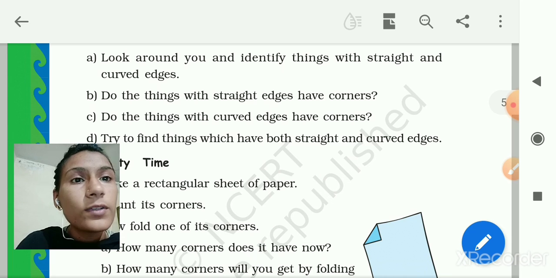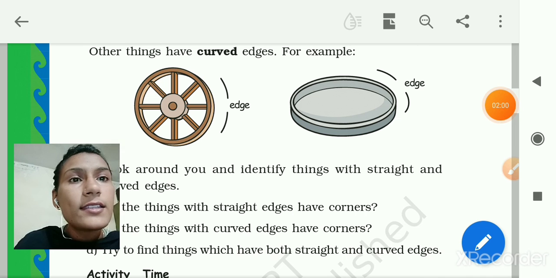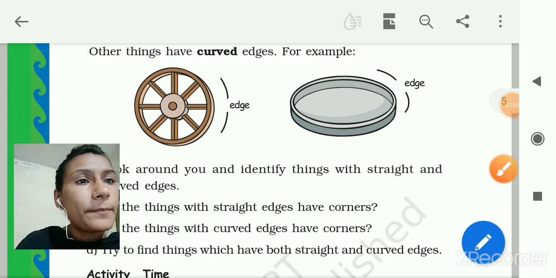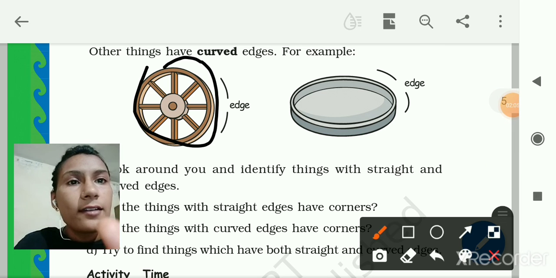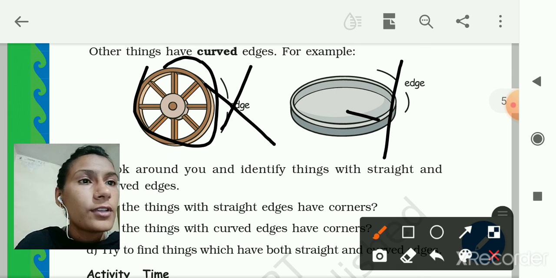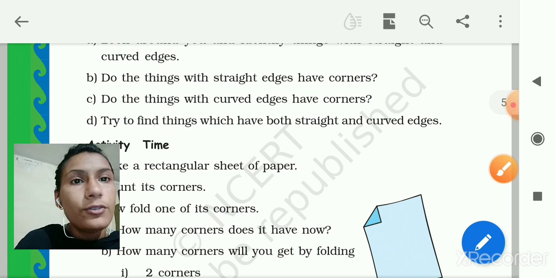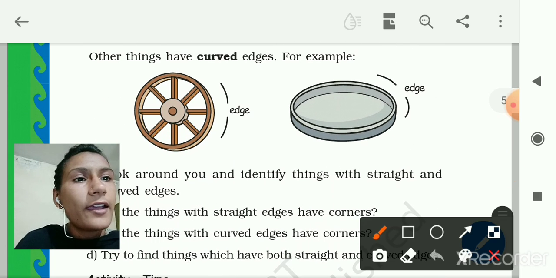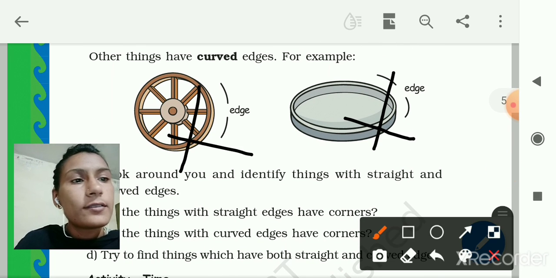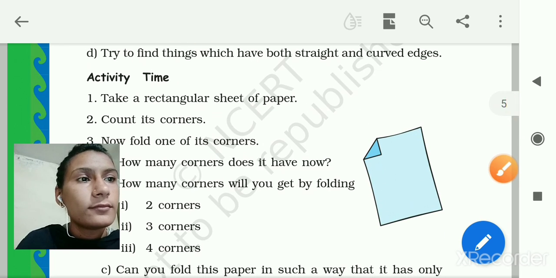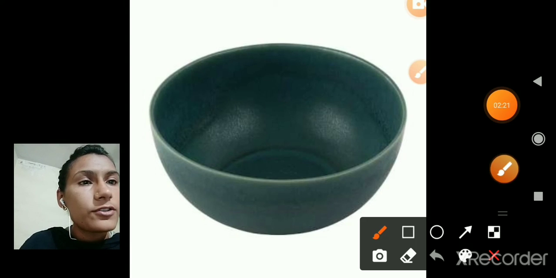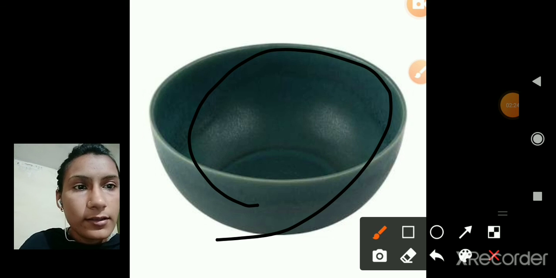Do the things with curved edges have corners? No, the things with curved edges have no corners. For example, see this curved edges example. Here is any corner there? No. Here also no corners. So no, the things with curved edges have no corners. You can see this other example also. Does this bowl have any corners? No.